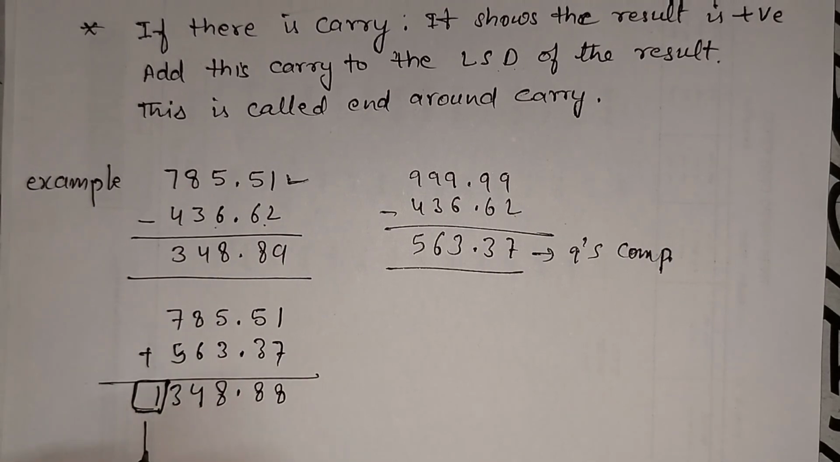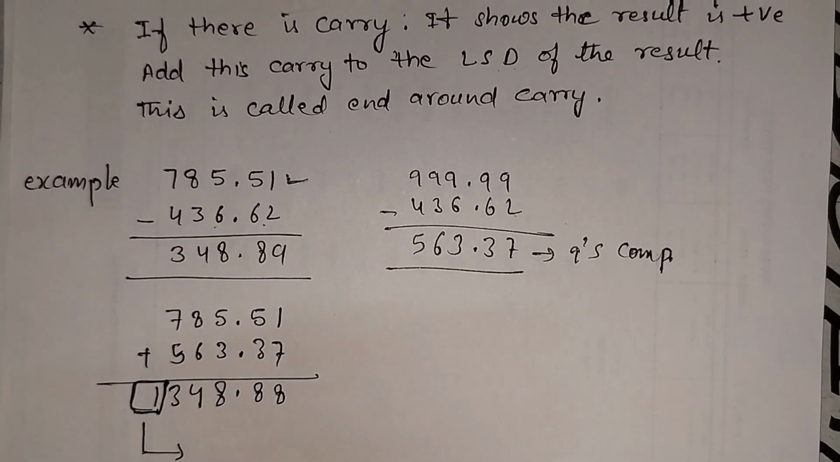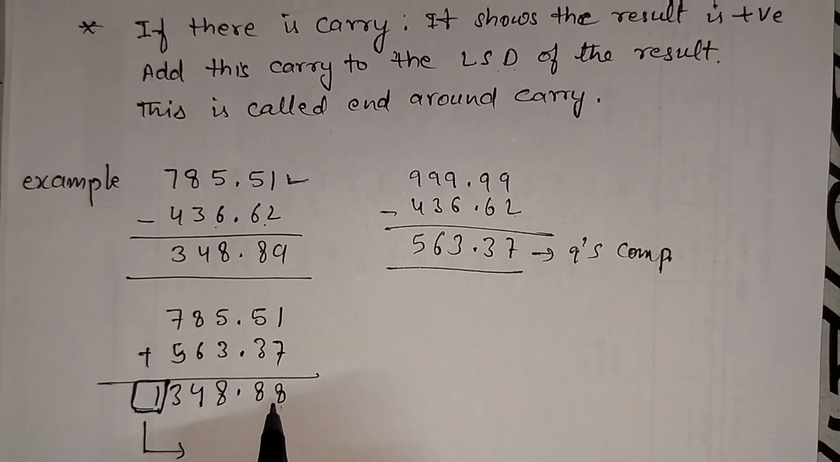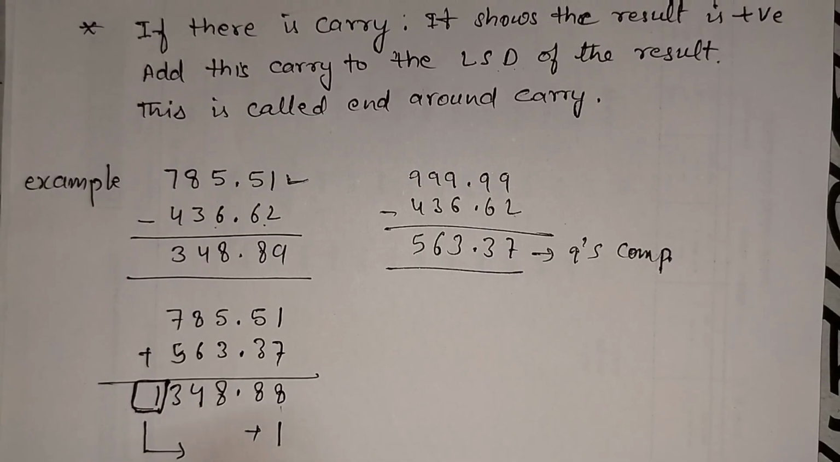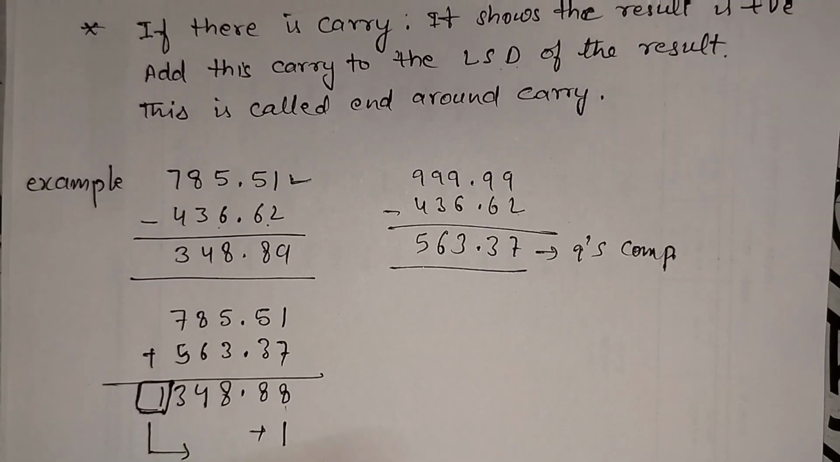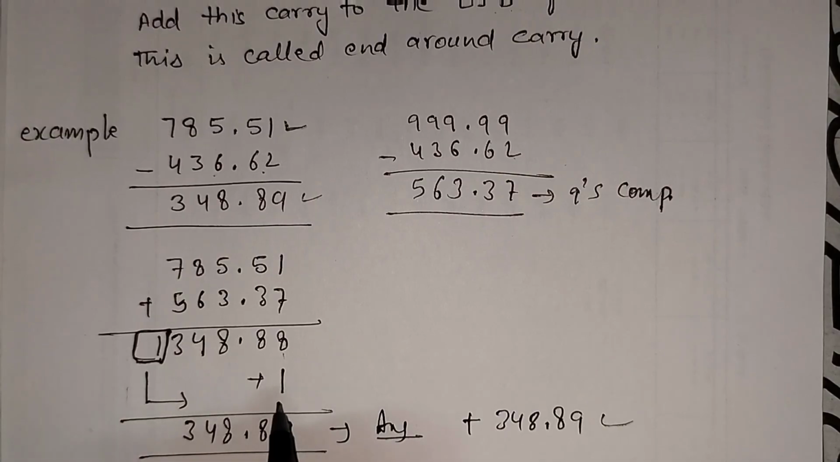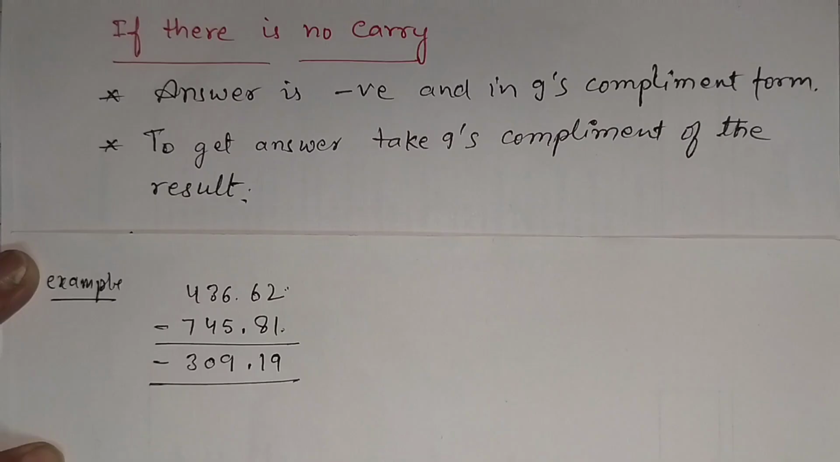Now we will add this carry to the least significant digit. This is the least significant digit, so we will add this carry to this term. Now this is 8, 4 and 3. Adding this carry to the least significant digit is called end around carry.